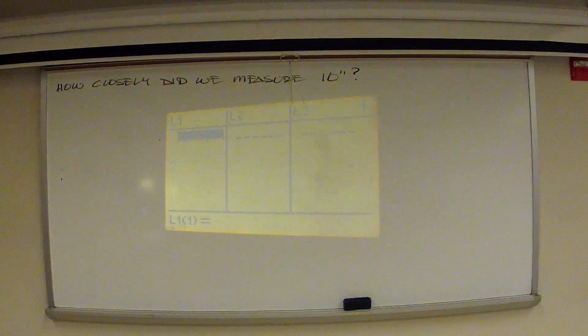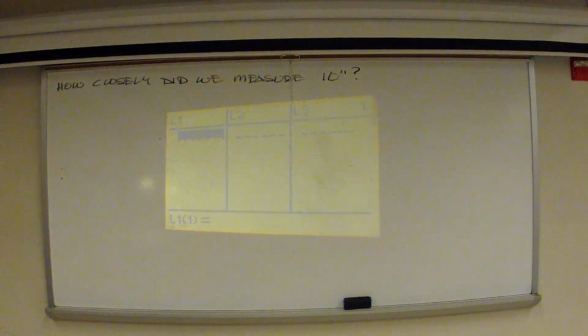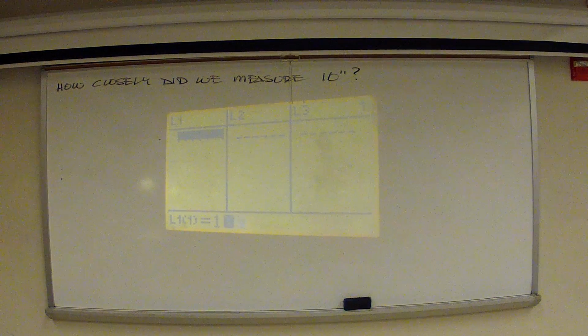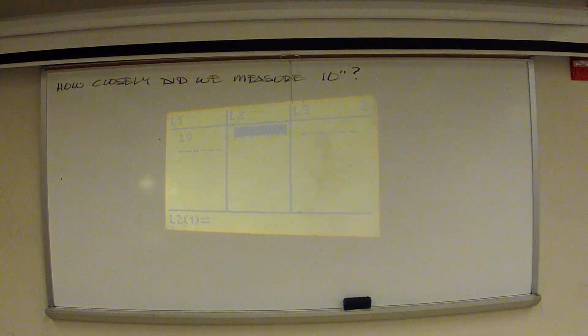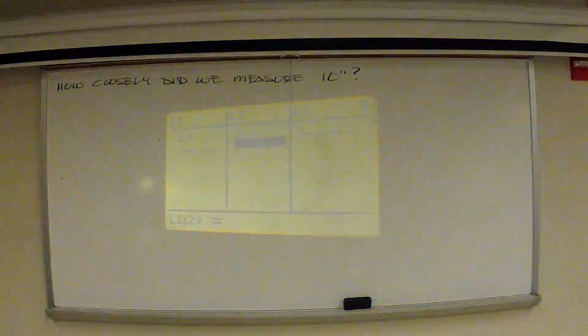So, what kind of numbers did we get? We got a perfect 10? Awesome. How many got perfect 10s? We got 1, 2. Just give me the perfect 10s right now. We're going to go around and get everybody's measurements. We got 1, 2, 3, 3 all together. Okay. Give me some other measurements.